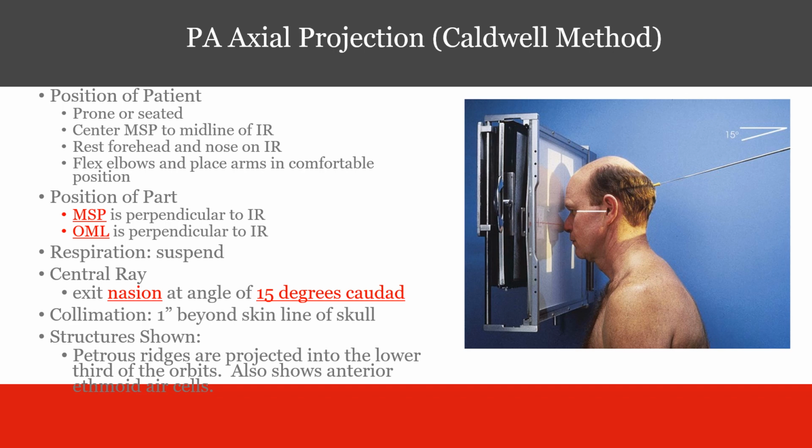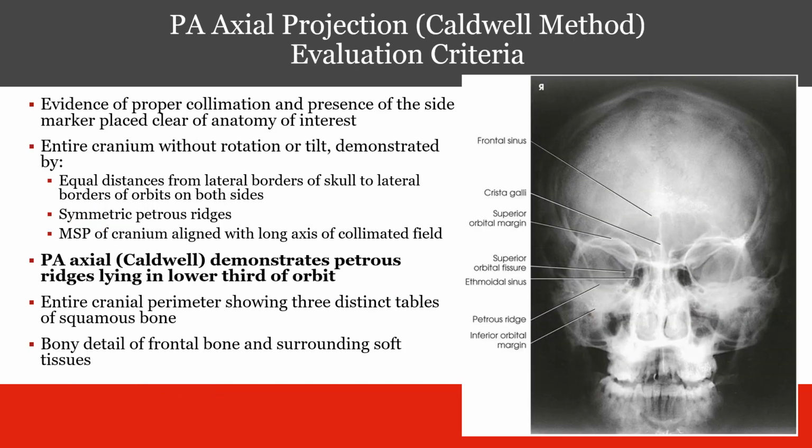This projection is used for imaging various parts of the head, including the skull, facial bones, orbits, and even nasal bones and sinuses. So we're looking at the PA axial projection, which demonstrates the petrous ridges lying in the lower 1/3 of the orbit, and we want to see the entire cranium without rotation or tilt.